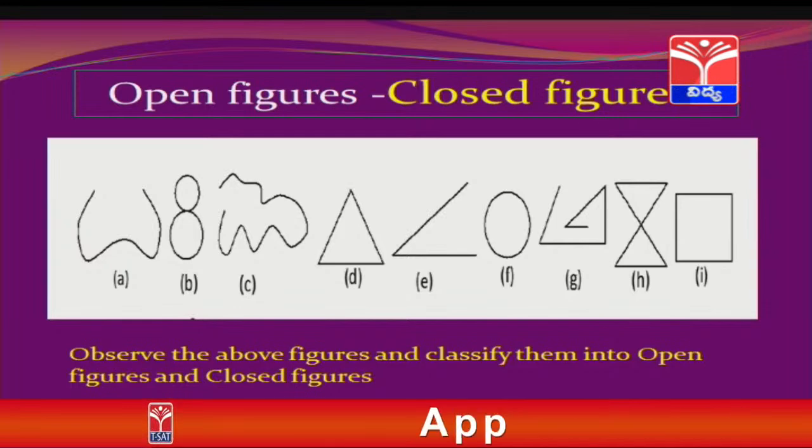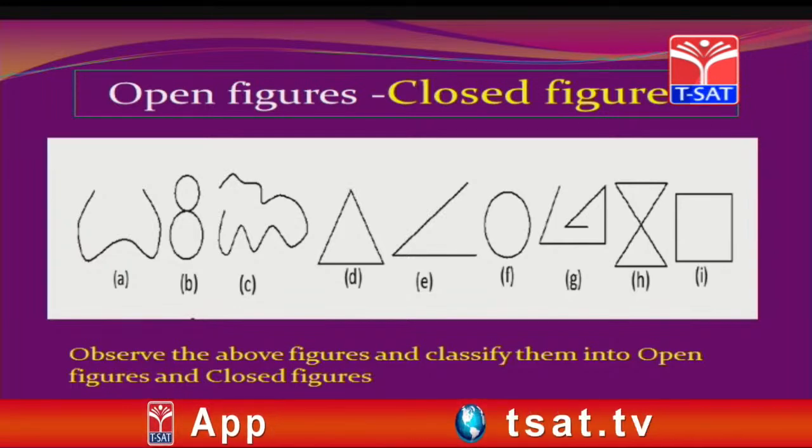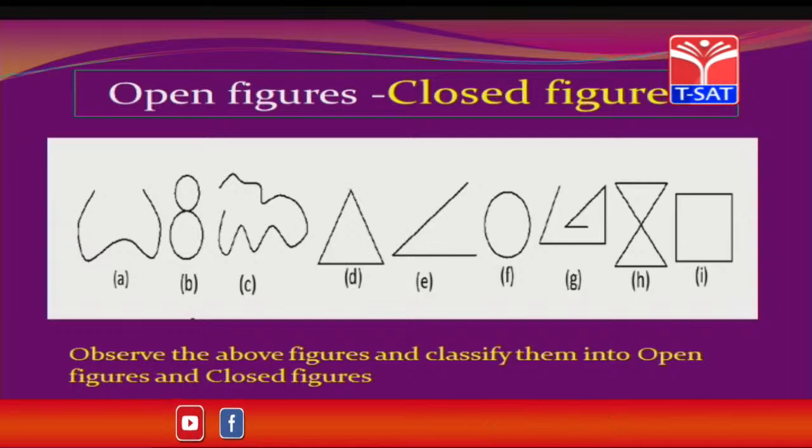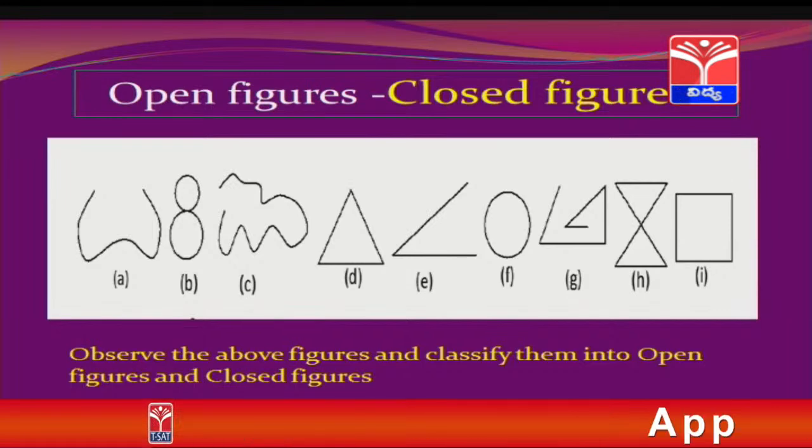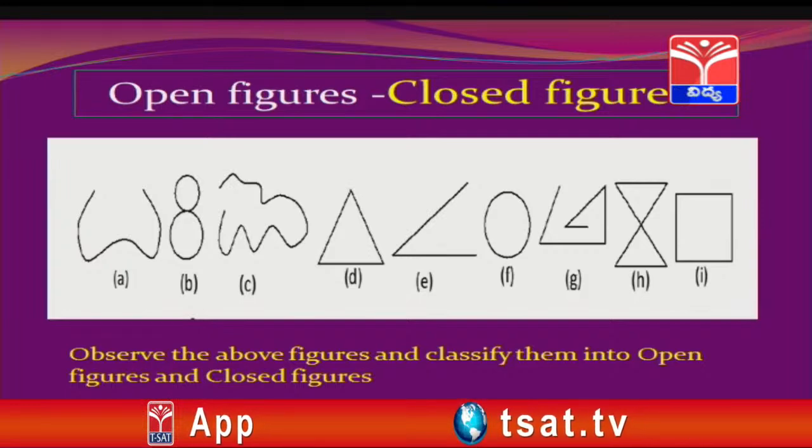Okay. Here you see I am showing A, C, E and G, these are open figures. D, F, I are closed figures. What about B and H? They seem to be closed figures, but they are not simple closed figures.